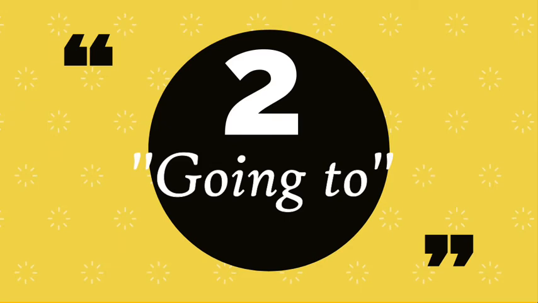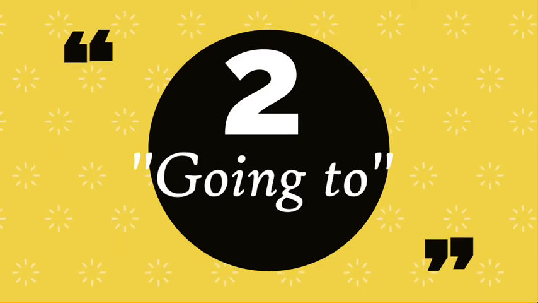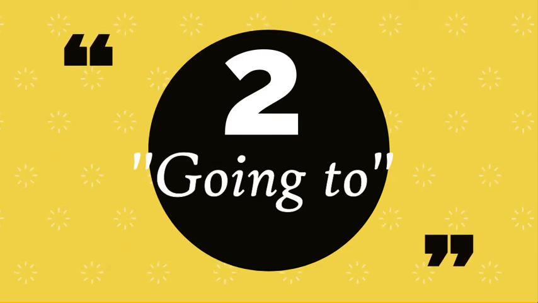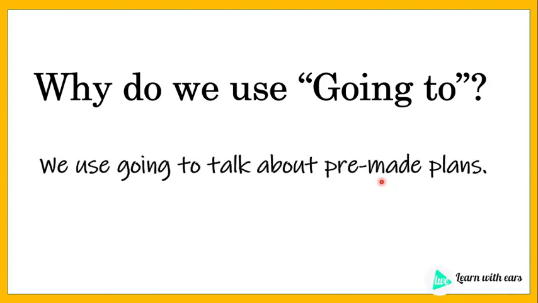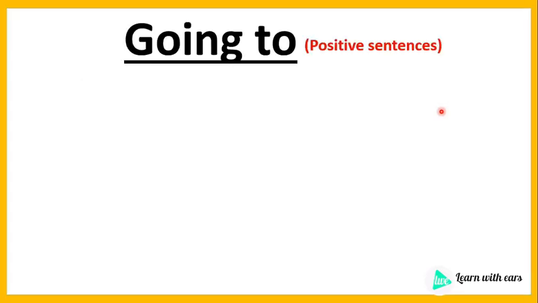Going to. Okay, how to use going to when we talk about the future. So let's get started. First of all, let's understand why we use going to. We use going to talk about pre-made plans. When we want to talk about pre-made plans, we use going to. So let's see how to make positive sentences with going to.